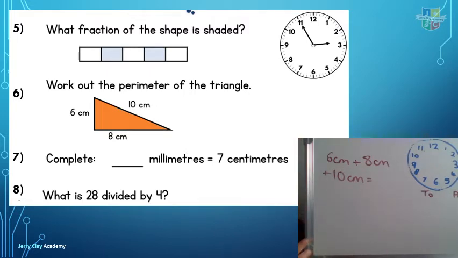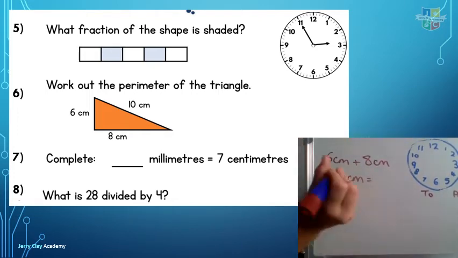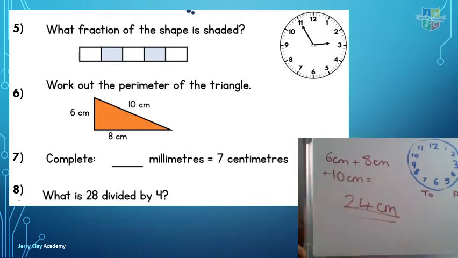So I could do my biggest numbers first, so 10 and 8 is 18, plus 6: 18, 19, 20, 21, 22, 23, 24. So my answer is going to be 24 centimetres.